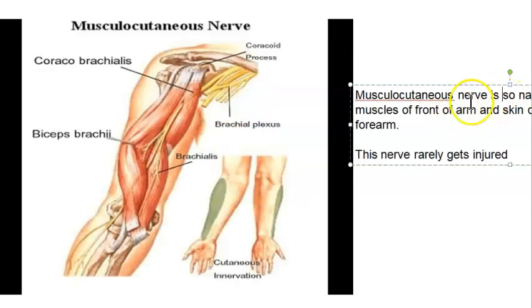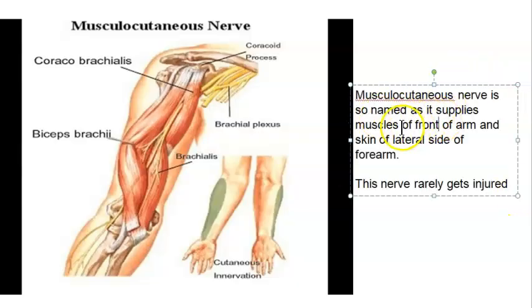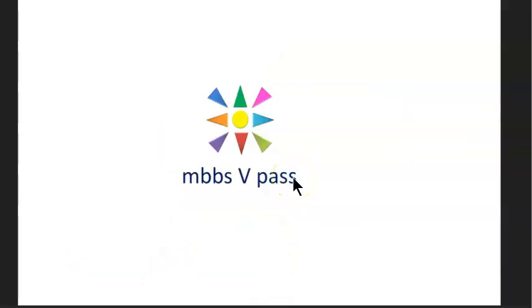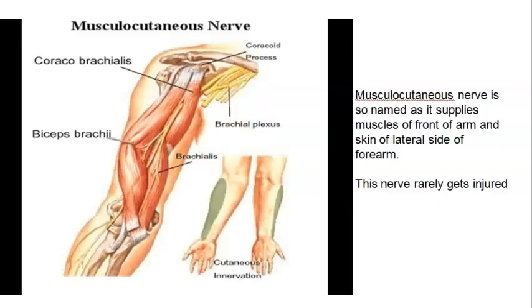So why is this nerve labeled like this? Because it supplies the muscles of the front of the arm, the anterior compartment of your arm, and the skin of the lateral side of your forearm, which they have marked here in green. Can you see this one? Now you understood where the musculocutaneous nerve is, but you have not got even half mark yet, because for origin they will give you half mark.